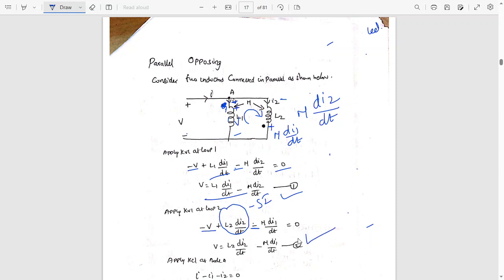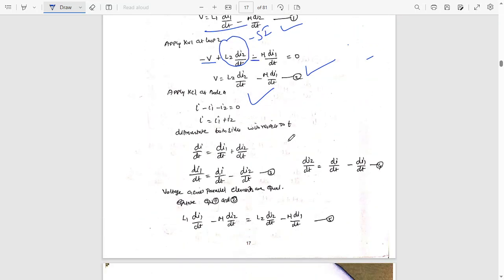Next I am going to consider node A, applying KCL at node A. I is the current entering, so plus I, minus I1, minus I2, because I1 and I2 are leaving. So I minus I1 minus I2 equals 0. That can be rearranged as I equals I1 plus I2. I am going to differentiate this with respect to time on both sides, so we get di by dt, di1 by dt, and di2 by dt.